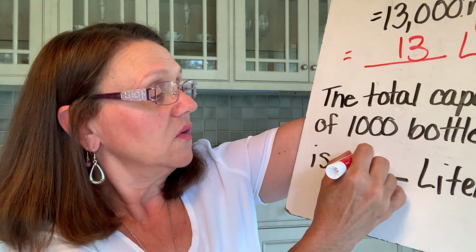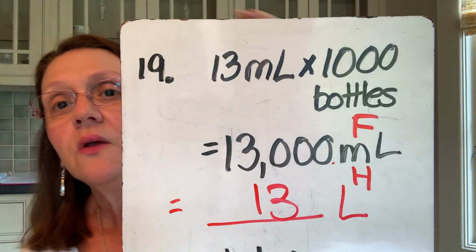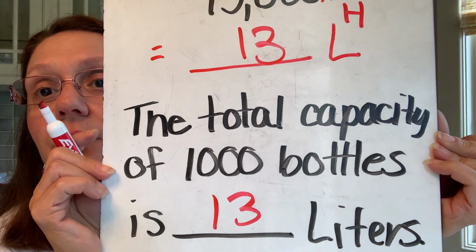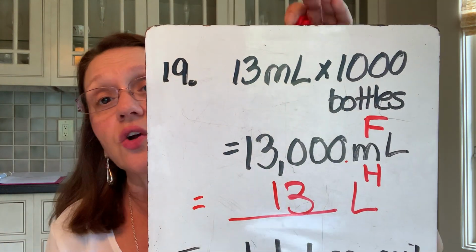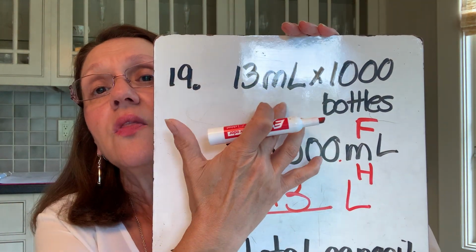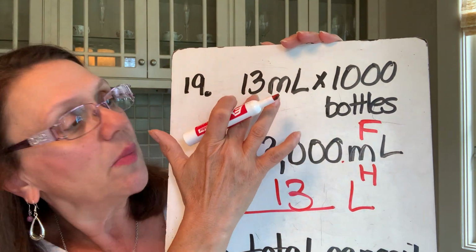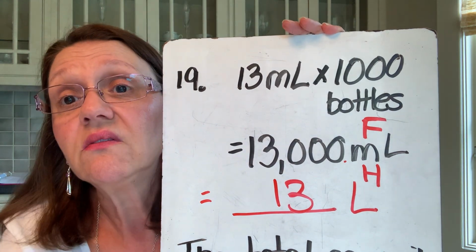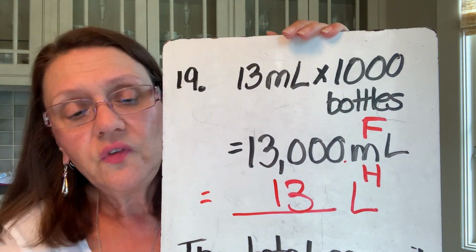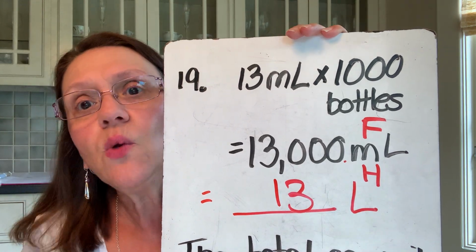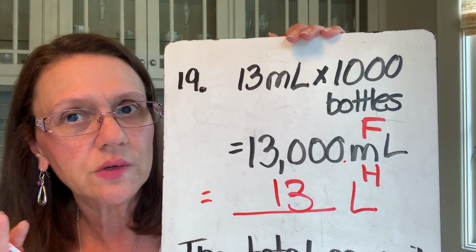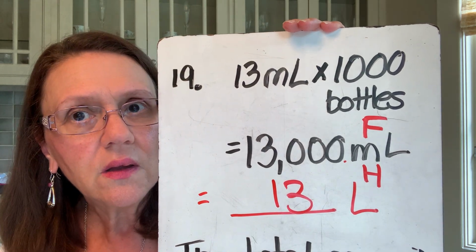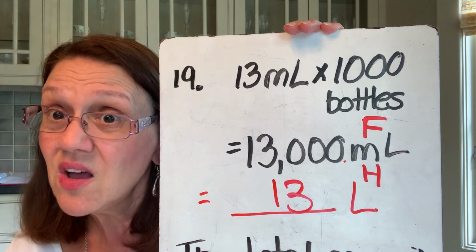Now I fill in my sentence, don't forget that. The total capacity of 1,000 bottles is 13 liters. Another way to do it, which I started, is to convert this one little bottle to liters, and then multiply it by 1,000. I'll get the same answer. There's usually more than one way to do capacity and conversion problems, but no matter which way you do it, you'll end up with the same answer.